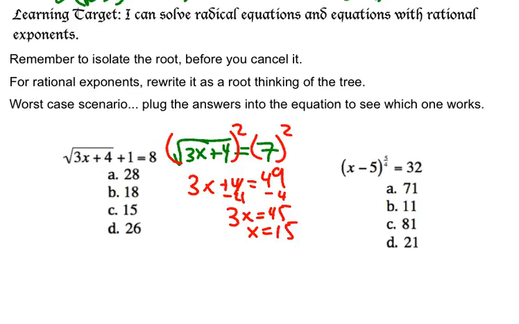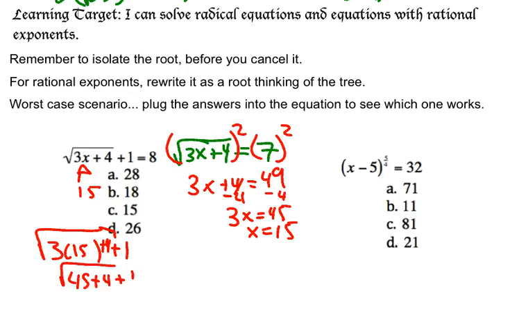And so what you have to do is double check that your answer works in the original problem. So back here, I'm going to plug in a 15. 3 times 15, square root of that, plus 1 doesn't equal 8. Oh, I got it, plus 4. There we go. 3 times 15 is 45. 45 plus 4, square root of that, plus 1. That gives us the square root of 49, plus 1, which equals 7, plus 1, which is 8. That's exactly what we wanted. Our answer works.